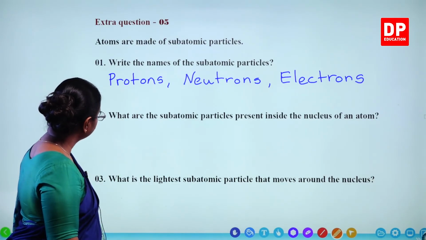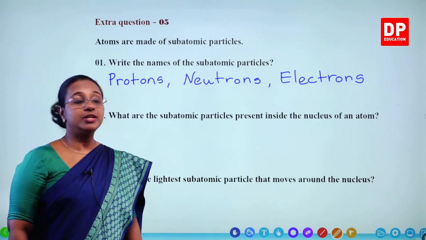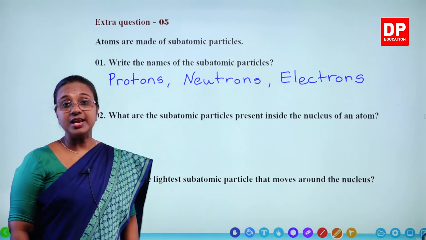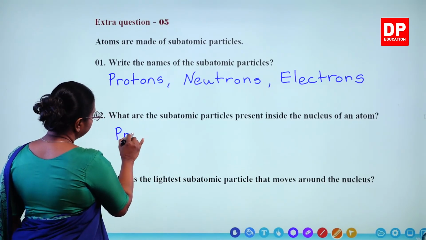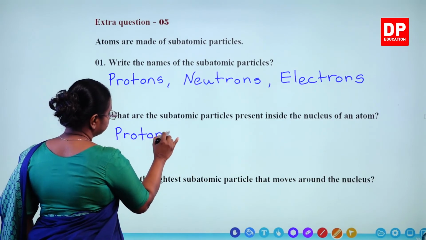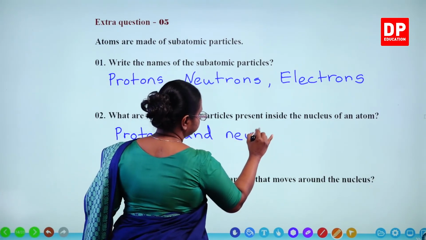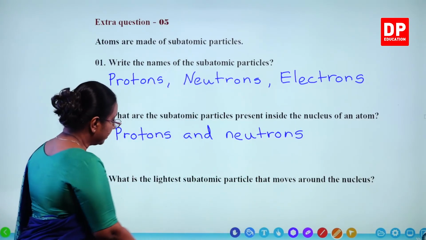Then the second one. What are the subatomic particles present inside the nucleus of an atom? What are the subatomic particles? Protons and neutrons. They are present inside the nucleus. So here protons and neutrons. Then the next question.